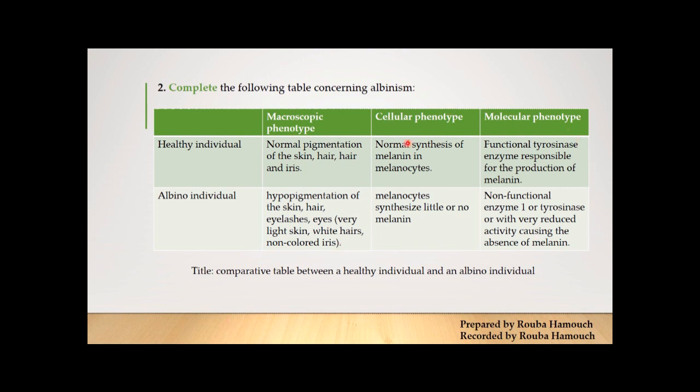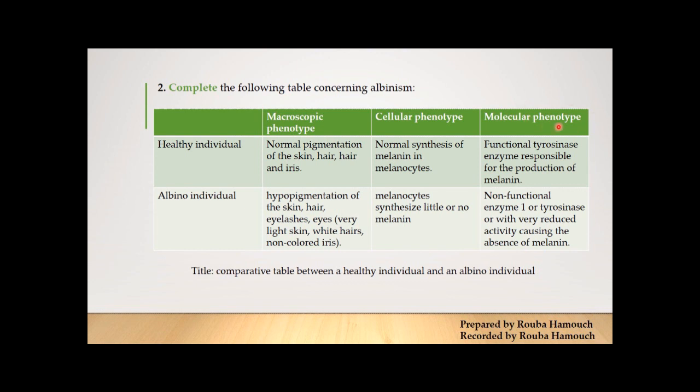Concerning the cellular phenotype, the melanocytes, which are the cells that normally produce melanin, in the case of a healthy individual, synthesize or produce normal melanin. Whereas in the albino individual, melanocytes, which are the epidermal cells, synthesize little or no melanin. So in the case of albinism, the functioning of the cell is altered and not its shape.